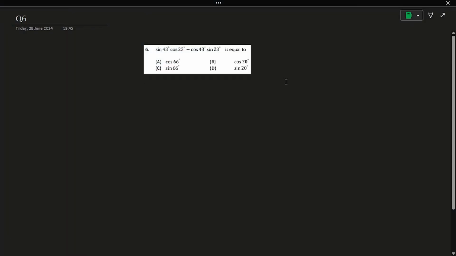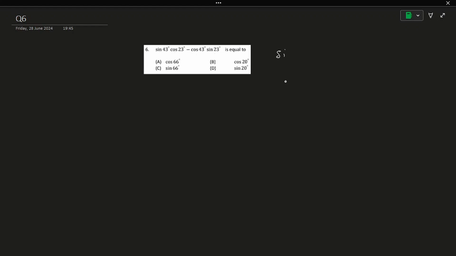Question 6 says sine 43 degrees cos 23 degrees minus cos 43 sine 23 is equal to, right? If we are looking at this expression, we can see that because there's multiplication of sine and cos and sine, we can conclude that this resembles a sine compound identity, right? So which are the compound angles of sine?